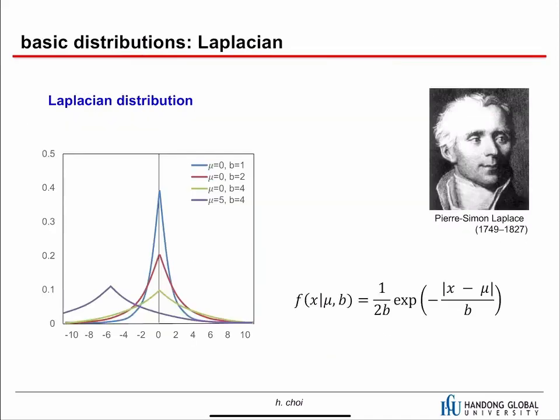Okay, and the next one is the Laplacian distribution. We're probably going to talk about this Laplacian distribution a couple of times, compared to the Gaussian distribution. The Gaussian distribution looks like this. Compared to the Gaussian distribution, the Laplacian distribution is sharper, or peakier, around the mean vector.